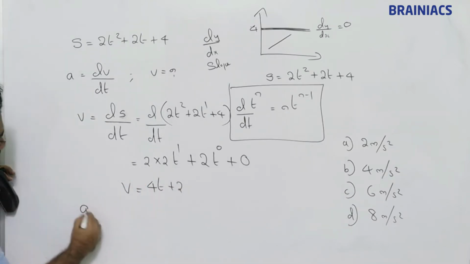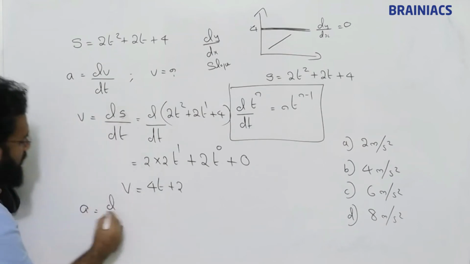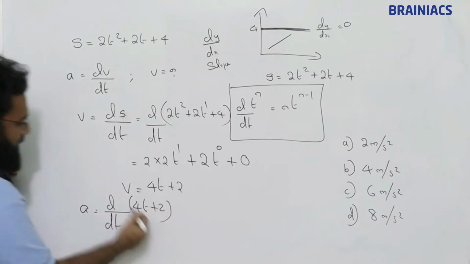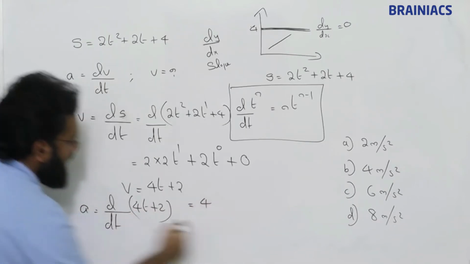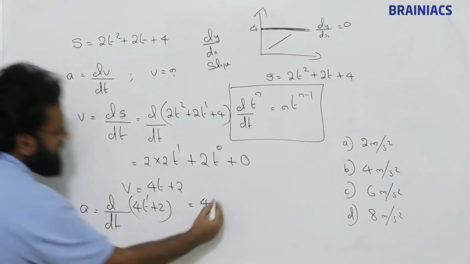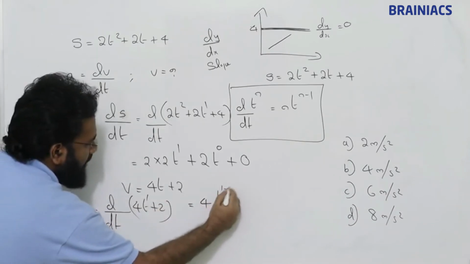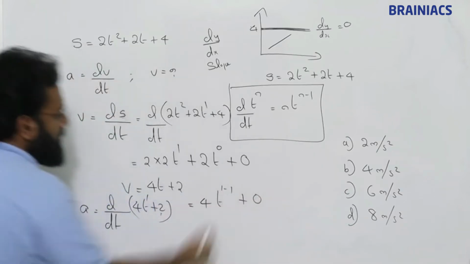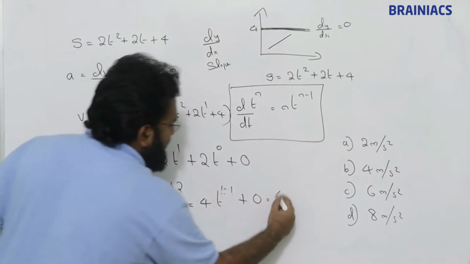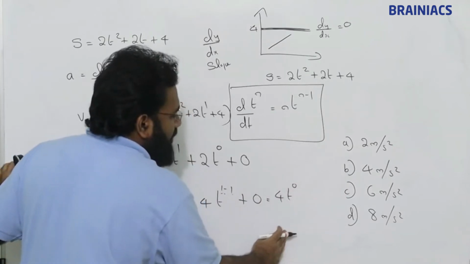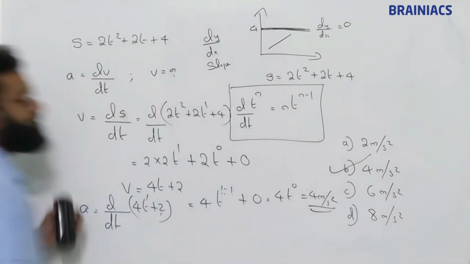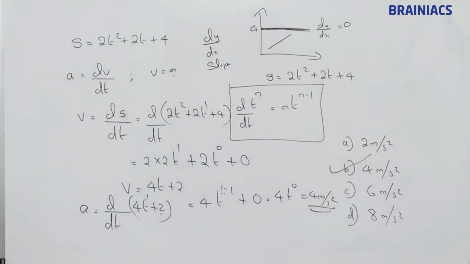Now to find acceleration, acceleration is what? dv by dt. So d by dt of 4t plus 2. Differentiating this, we will maintain 4 there. Here t raised to 1. So t raised to 1 minus 1 is nothing but 0. Differentiation of this constant is again 0. So 1 minus 1 is what? t raised to 0. 4 t raised to 0. Anything raised to 0 is 1. So answer is 4 meter per second square. Look at option B. Clear?